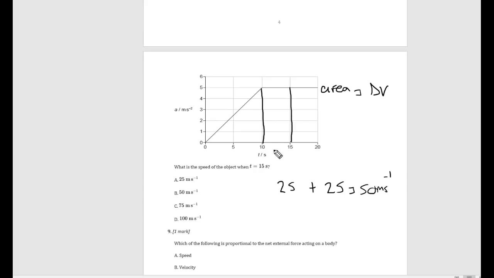Okay, that's not the speed, but that's the change in speed. But then again, if you start from rest and your speed changes by 50, how fast are you moving? You're moving 50 meters per second. So the answer is B. Keep in mind, you could have the exact same graph and if you were moving 25 meters per second at t equals 0, that would have made the answer C. So keep in mind the area under the graph only tells you the change in quantity, not the actual quantity itself. Okay, I'll pause for a moment.